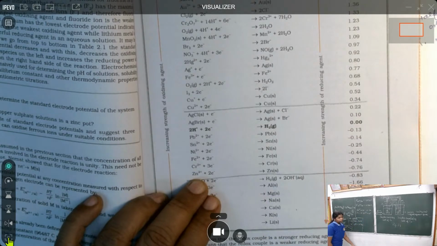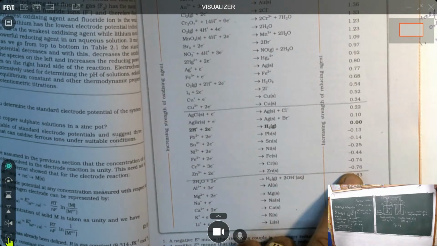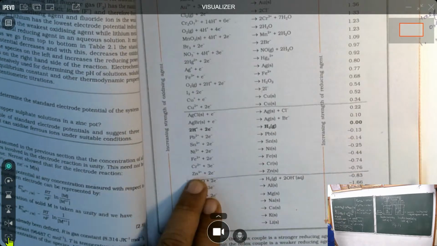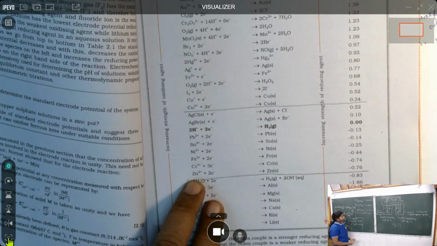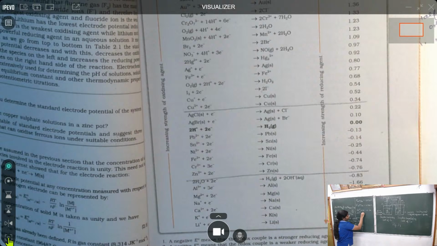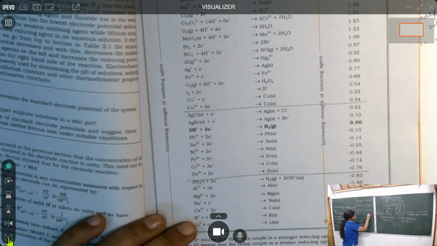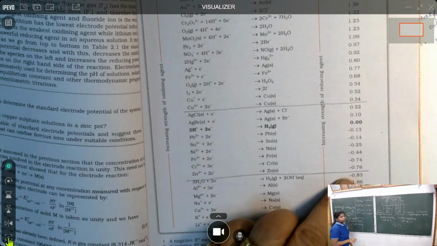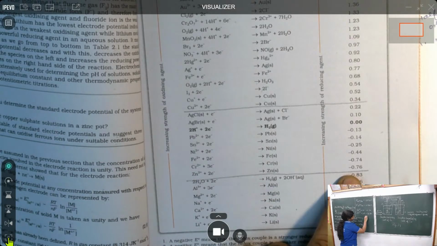What is that? Minus 0.76. Write down. I'm sorry, that is correct. No, you must write like this one, please. Zn2+. We are writing a reduction potential. So why is the minus? That is equal to minus 0.76.